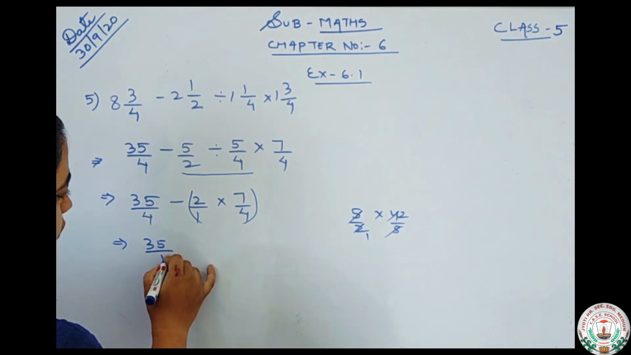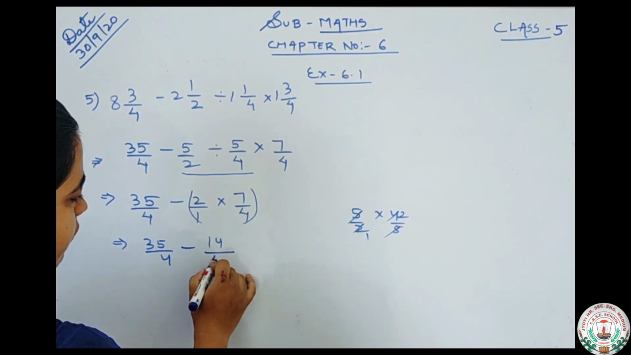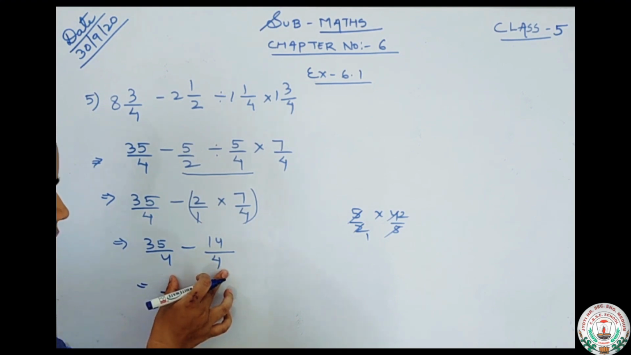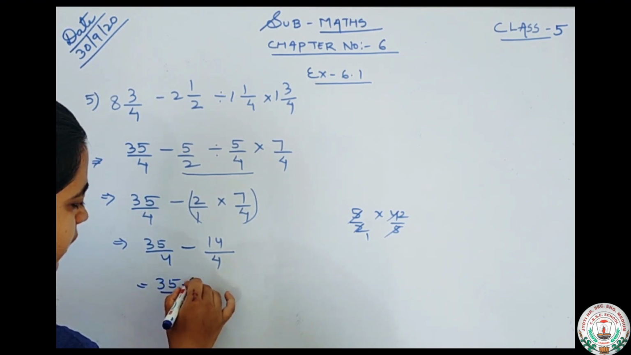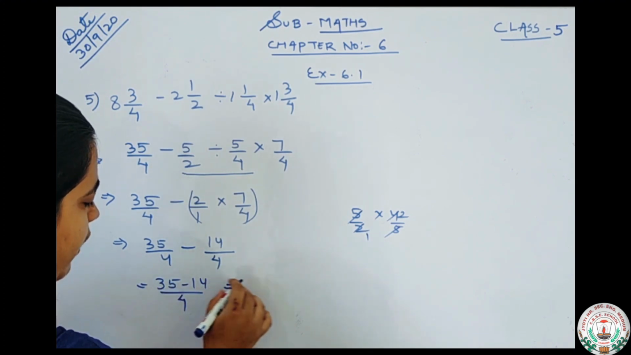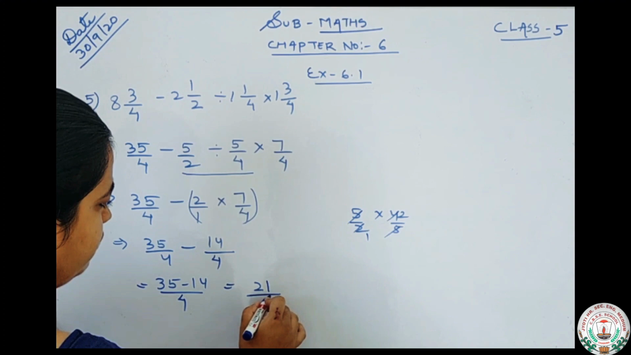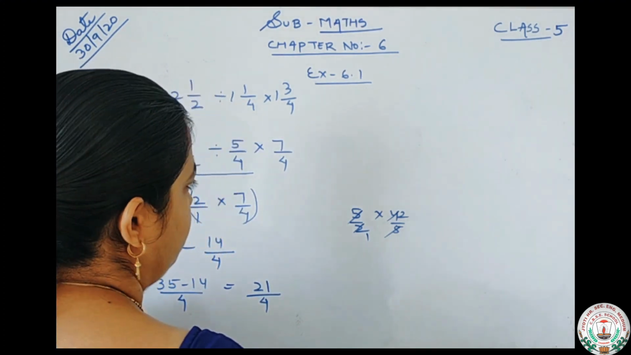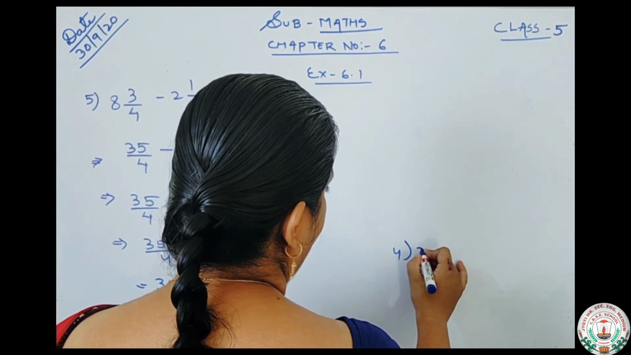35 by 4 minus 2 7s are 14 by 4. Both the denominators are the same, so we will write 4 here. 35 minus 14. So what will you get? 5 minus 4 is 1, 3 minus 1 is 2. 21 by 4. Now we will simplify further. You will divide this and write 4 into 21.